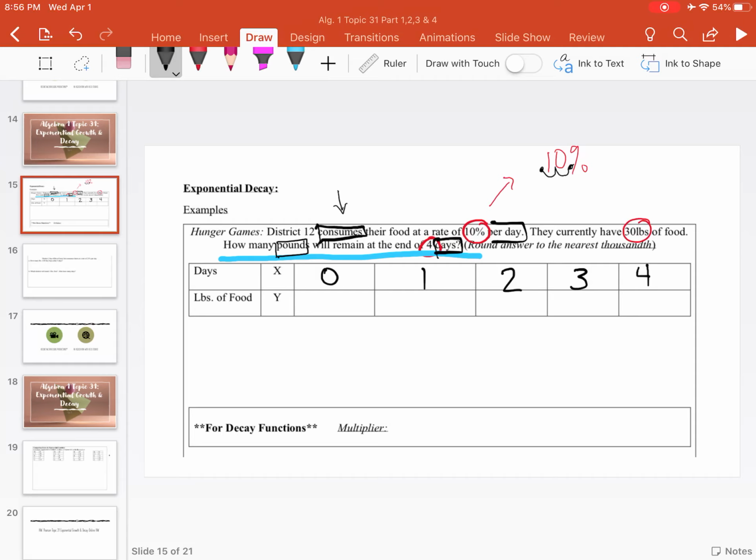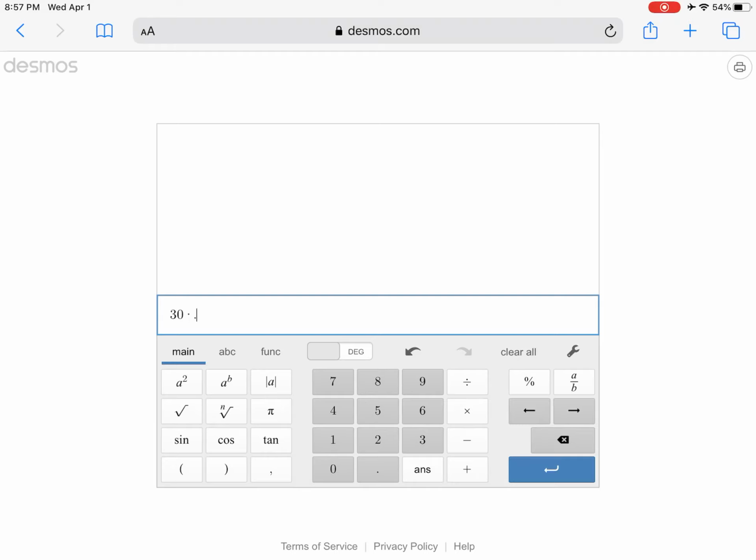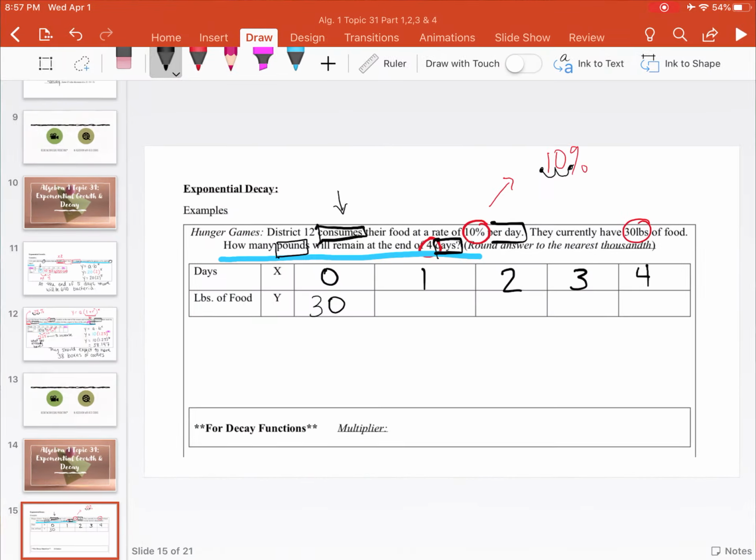Okay, so we know that they start with 30 pounds of food. Now we want to figure out how much they will get after 1 day, 2 day, 3 day, 4 day, because they're obviously eating it. Or I would hope so. So we see this 10%. Now if we take our 30 and we multiply it by 10%, what do we get? 3. Now that seems way too small. They couldn't have gone from 30 pounds of food to 3 pounds of food like that. So we need to reevaluate.